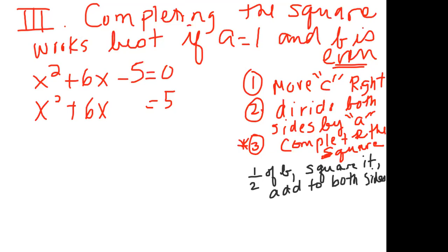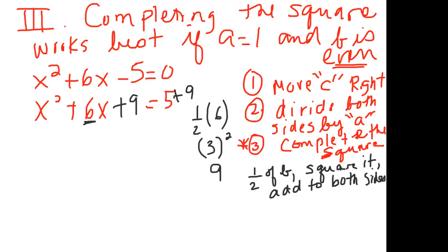So I'm going to do this very slowly so you guys can see what I'm talking about. The B value is 6. So I'm going to take half of 6. That's going to give me 3. Then I'm going to square it, raise it to the second power. That's going to give me 9. So now I'm going to take the 9 and add it to both sides. I'm adding the 9 to both sides. That's how you're going to complete the square.